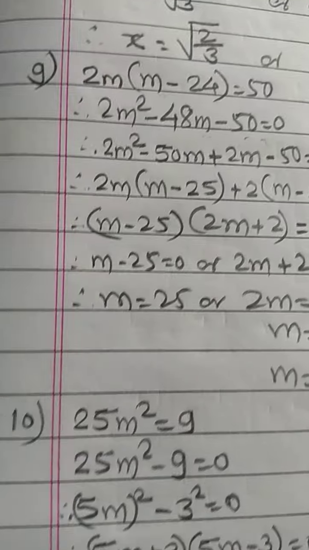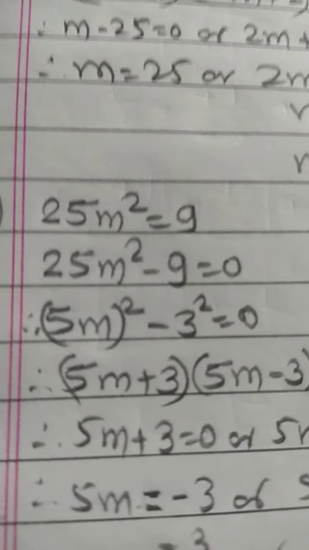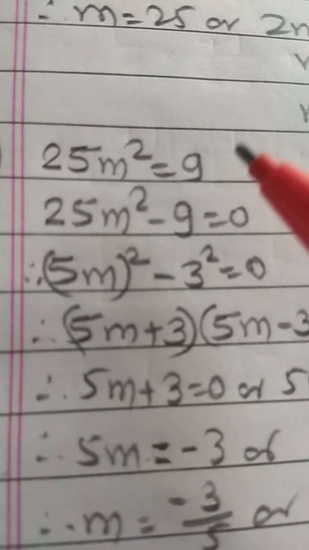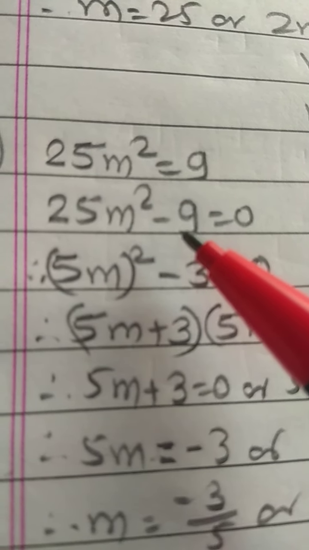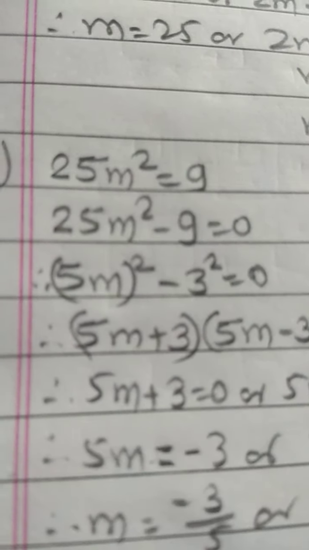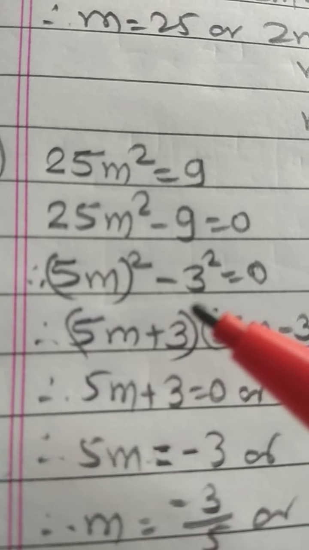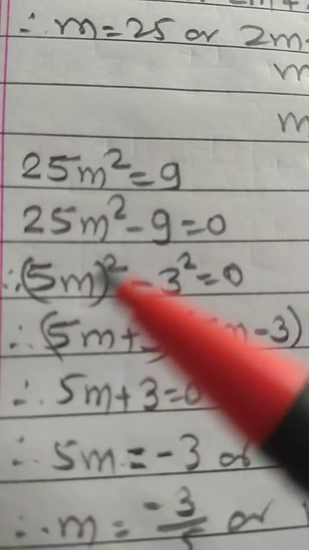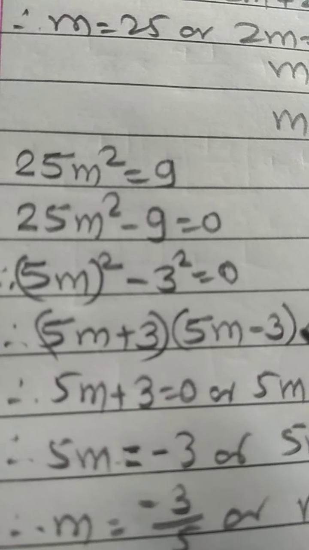Okay. Now question number 10. 25m square equal to 9. This plus 9 can come to this side and will become minus 9. Okay. Now we can write this 25m square as 5m bracket square, and this 9 as 3 square. We know that a square minus b square is a plus b into a minus b. Therefore, 5m square minus 3 square will give you 5m plus 3 into 5m minus 3.